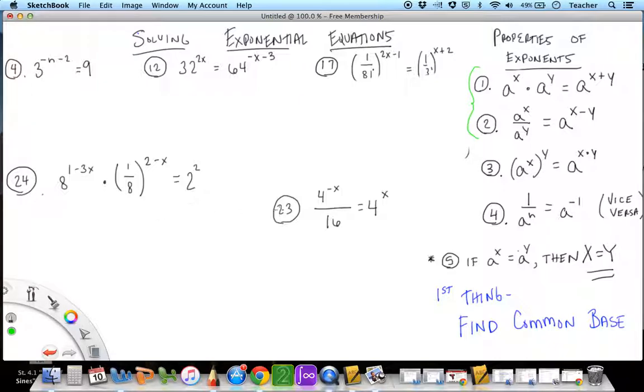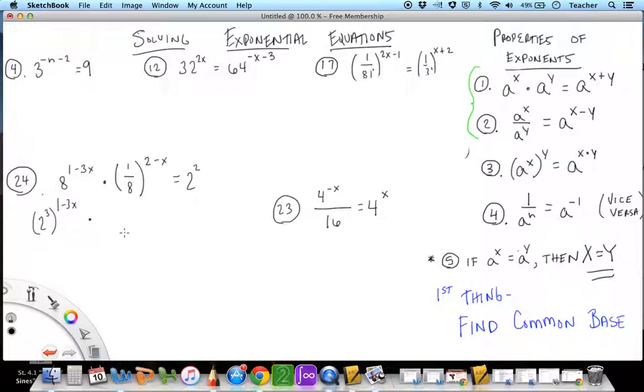First of all, we need to find a common base. So first thing, let's find a common base. In this case, this 2 is giving me hints here, so I'm going to use 2 as my common base. So the first step is to find that common base. That's 2 to the 3rd, 1 minus 3x.